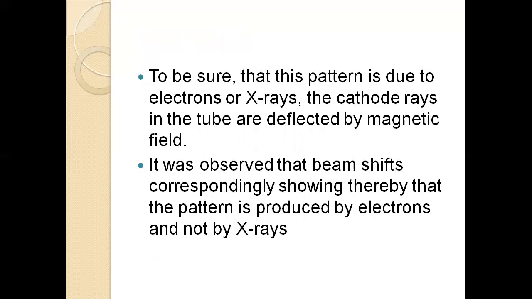So coming back to the conclusions. To prove whether the pattern is due to electrons or X-rays, they placed the whole apparatus in a magnetic field. When the magnetic field is changed, the cathode rays are also deflected according to the magnetic field, which proves that the cathode rays are electrons, not X-rays, because X-rays are not affected by a magnetic field.